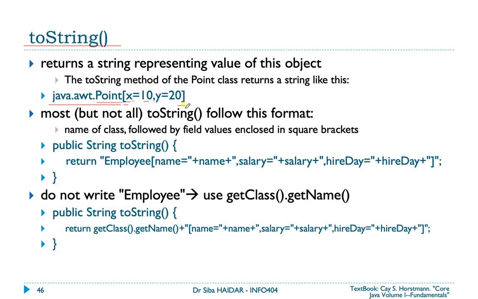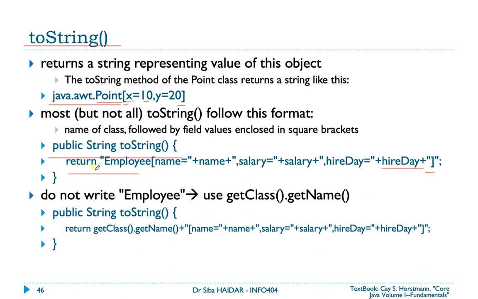Field name and field value are separated by an equal sign. If we want to do it like this, we will write public String toString, return "Employee[name=" + name, comma, "salary=" + salary, comma, "hireDay=" + hireDay. Even if hireDay is not a string, it has a toString method, so it will be invoked implicitly. And then you close the square brackets.